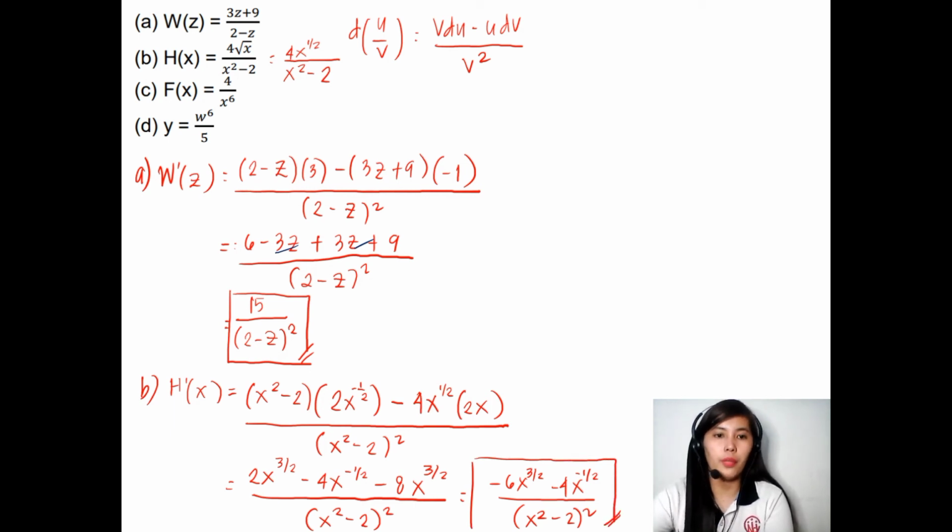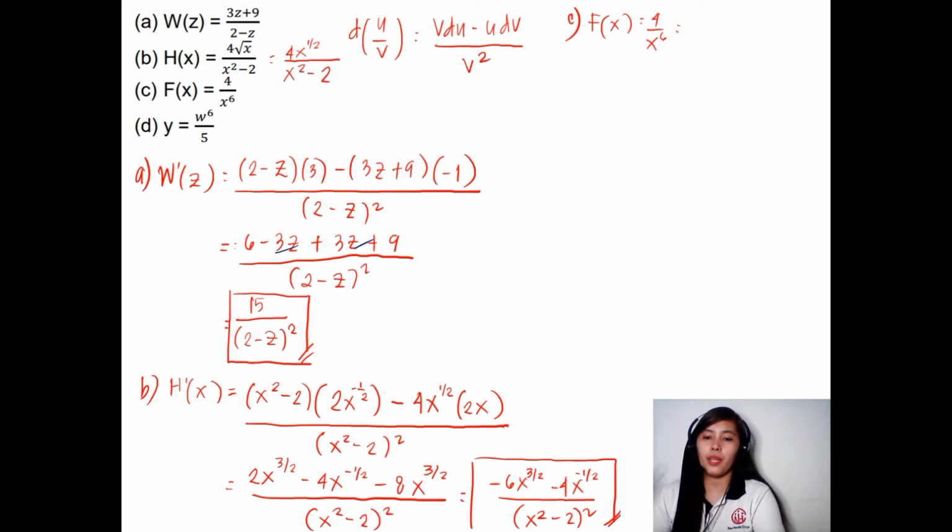Now for letter C, f of x is equal to 4 over x raised to 6. We will apply the quotient rule here, but you can actually use the power rule. Just put the x raised to 6 in the numerator, so this will be x raised to negative 6, then proceed with the power rule. But since we are on the quotient rule, okay, fine.